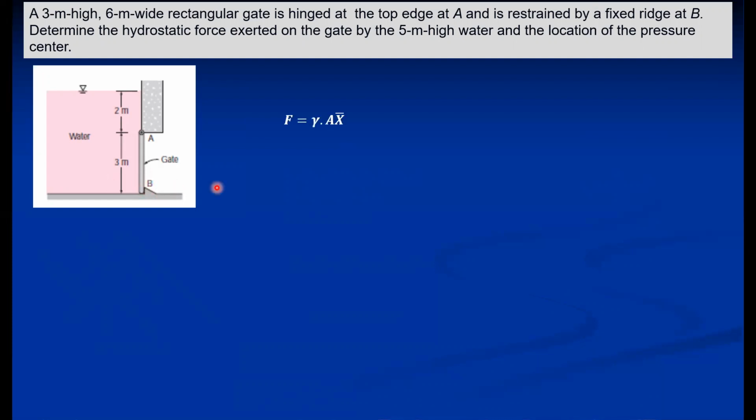Again, this is a vertical plane surface. So F is equal to gamma A x bar. The value of gamma, as it is water, is 9810. Area, it is a rectangle gate, so 3 meter is the height and 6 meter is the width, which is perpendicular to the board. So the area of the rectangle is 3 into 6. X bar is 2 meter plus half of this, 1.5, that is 3.5 meters. So you can calculate the hydrostatic force exerted on the gate.